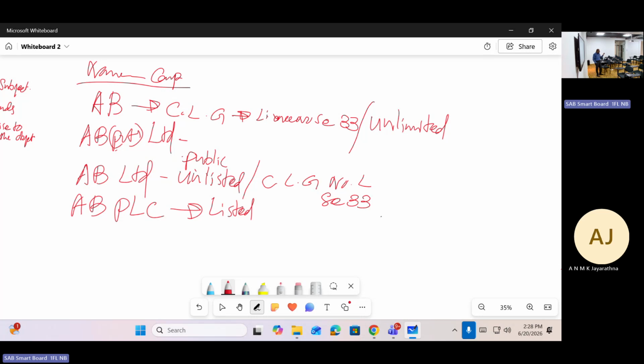Now, anyone can incorporate a company as a company limited by guarantee. Only thing is, in order to grant a license under section 33, those three conditions are to be fulfilled. Even though these conditions are not fulfilled, they can incorporate a company as a company limited by guarantee. Only thing is, they have to mention the word limited in its name. That is the requirement. Famous organizations are established in order to promote useful subjects to the community, like the stock exchange. So these are companies limited by guarantee.